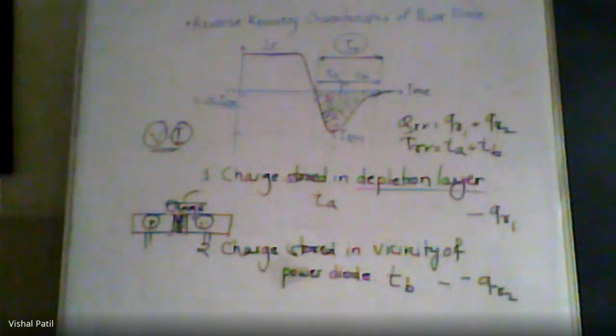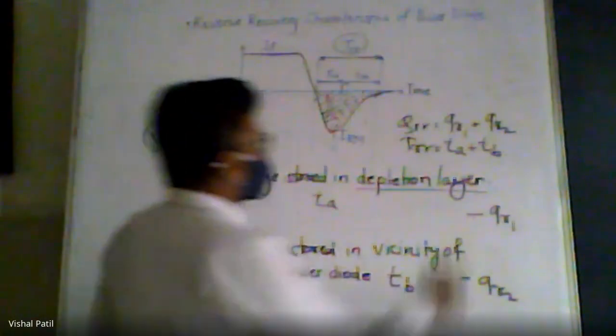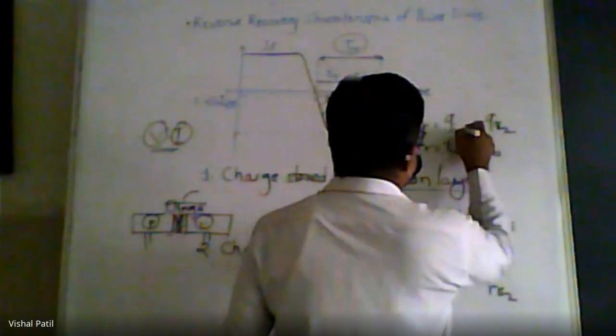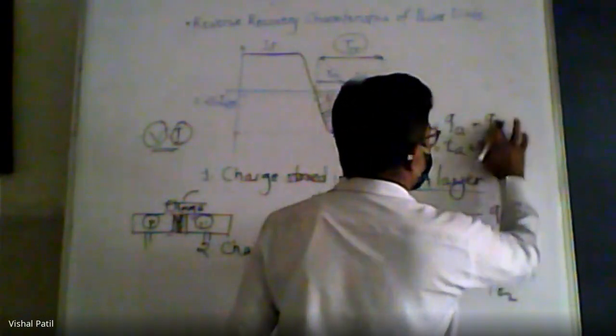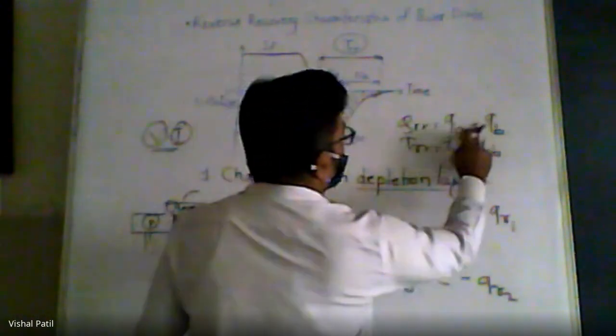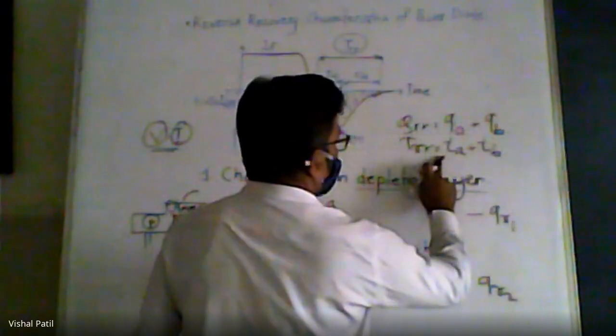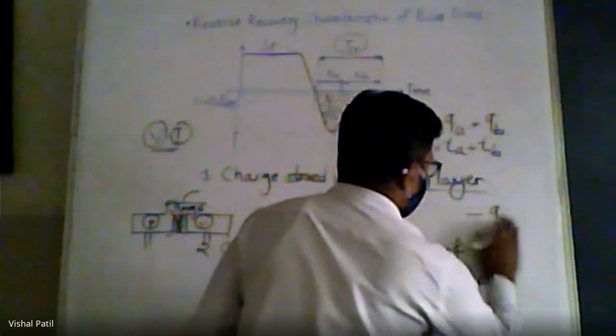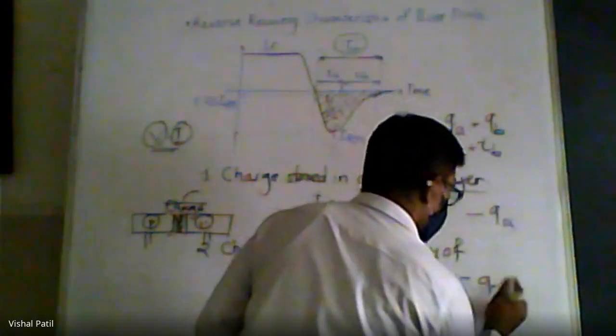Okay, and for this it requires the total time period TRR. TRR is equal to TA plus TB. So you can say QA is the charge recovered during time interval TA, and QB is the charge recovered during time interval TB. So QRR is equal to QA plus QB, and TRR is equal to TA plus TB. That is, I must write here QA, and this is QB.